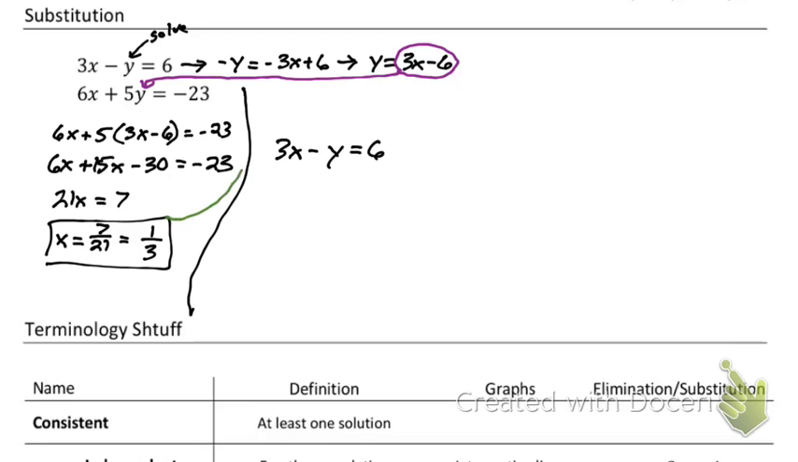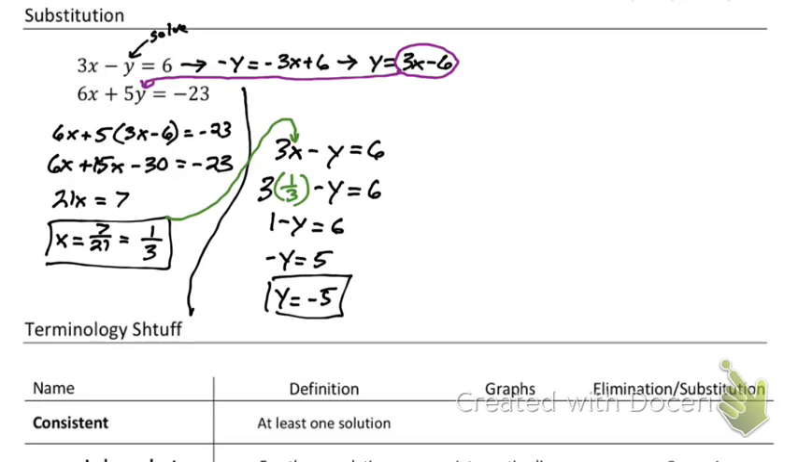We're going to take that 1/3 and plug it in here. And so I'm going to have 3 times 1/3 minus y equals 6. 3 times 1/3 is just 1. Minus y equals 6. Subtract 1 from both sides. Negative y equals a 5. And y just equals a -5.